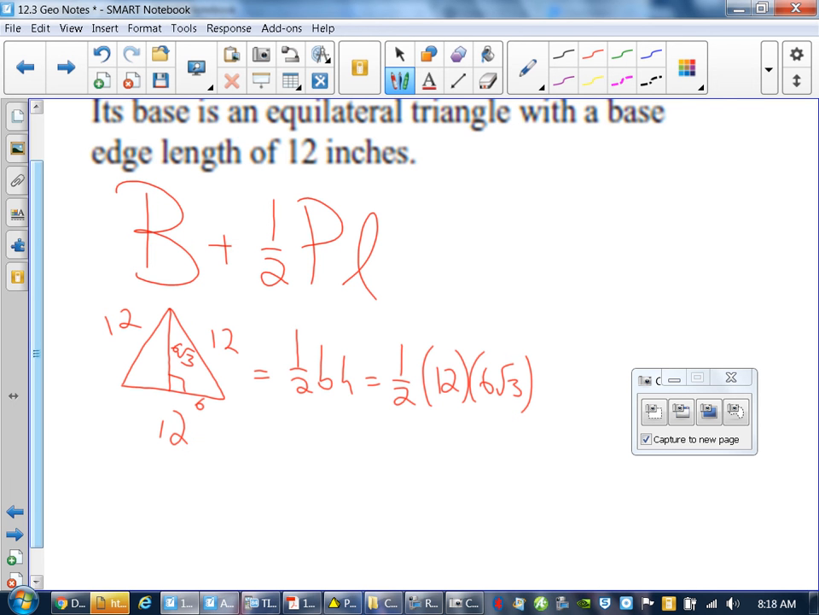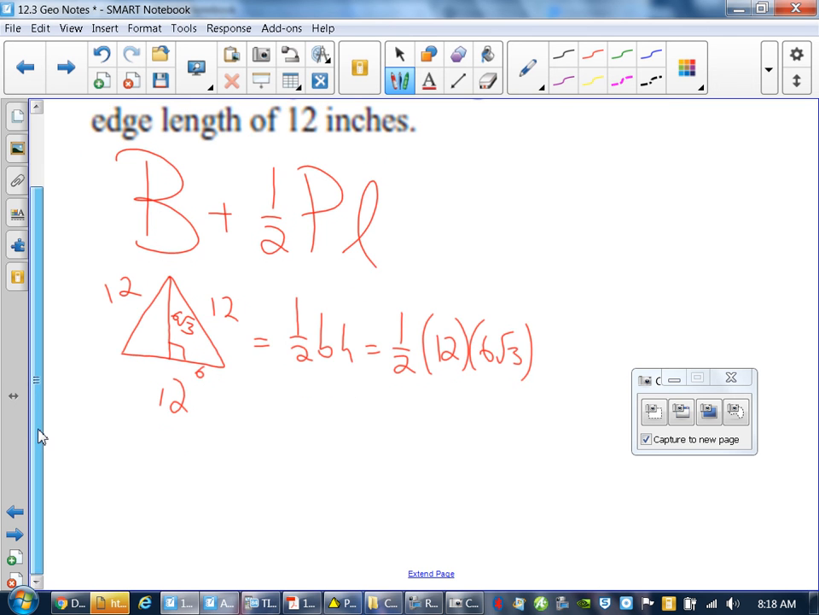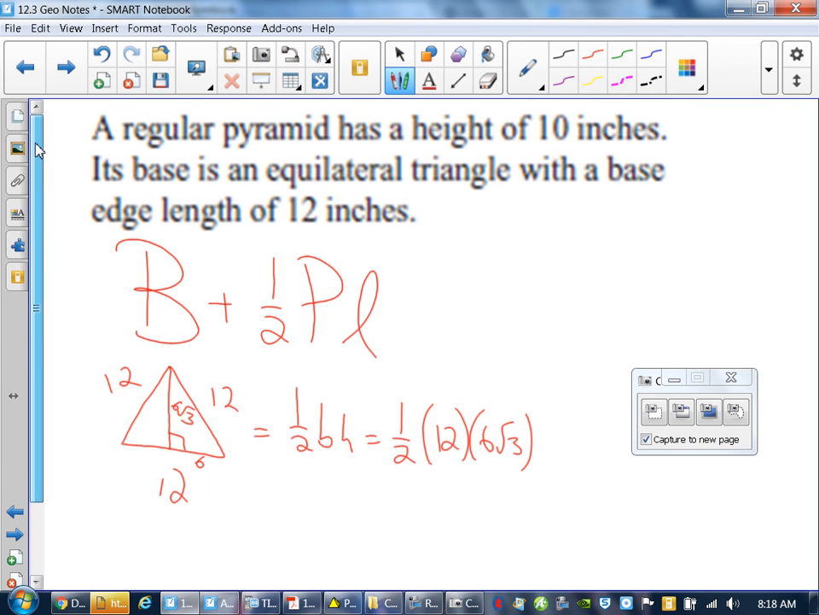Now, to get to the other stuff, we have to figure out, we had what, the vertical height? So we have the vertical height of 10. This was from the center of that triangle. Now, what we have to remember here is when you have a regular polygon base, which an equilateral triangle is, the center to the side was always called the apothem. Remember that?